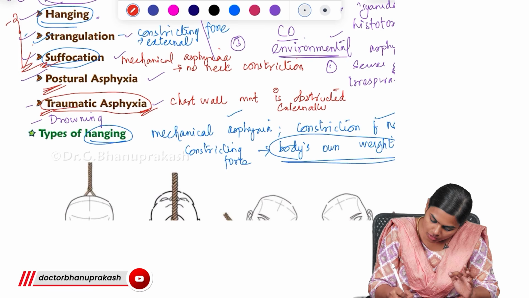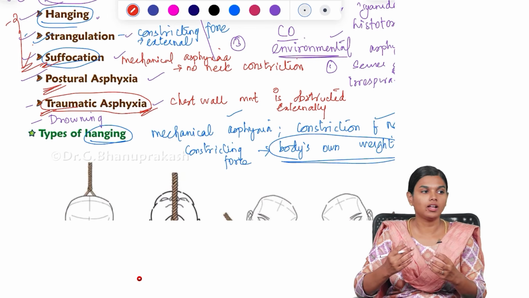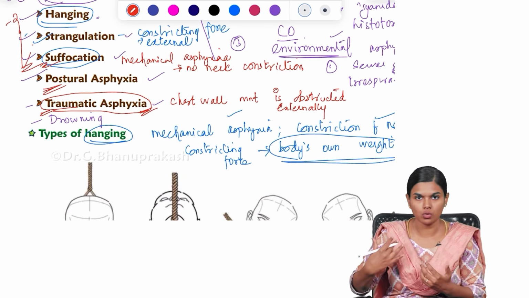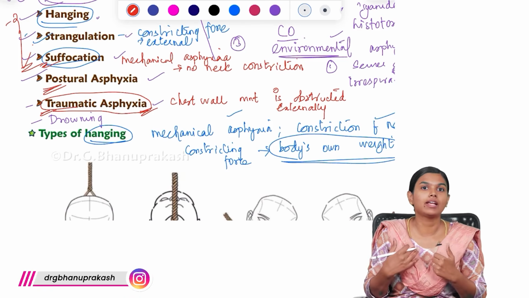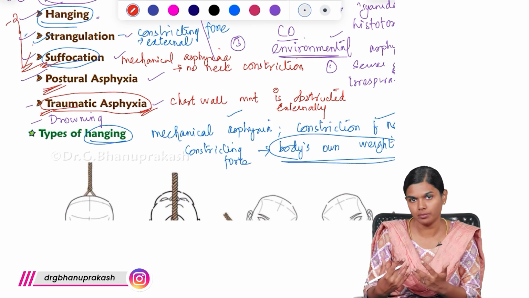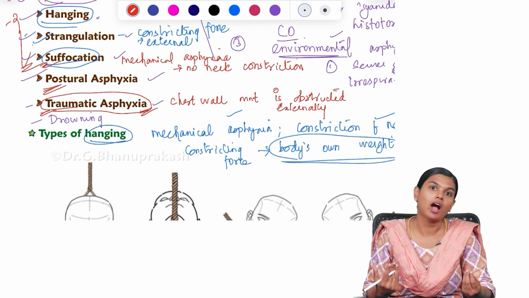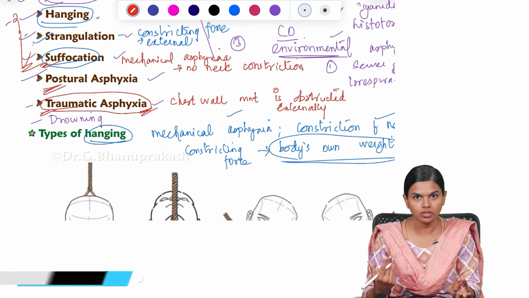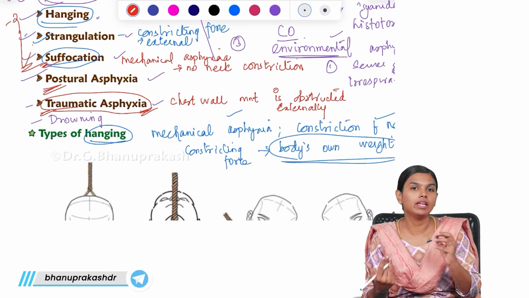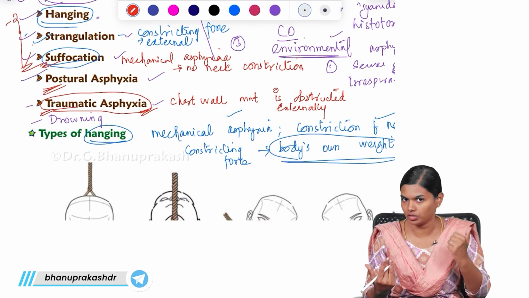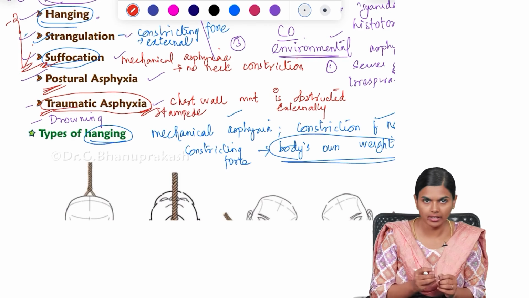So it is obstructed externally due to external force, like something may fall upon them, some people may fall upon your chest wall or some heavy object may fall upon your chest wall. Because of that, your external movement, chest wall movement will be obstructed. So if there is no chest wall movement, there will not be any respiration happening and no air can enter the lungs, right? So this is also a type of mechanical asphyxia where the chest wall movement is obstructed by some external force. The most common example is your stampede. This is your traumatic asphyxia.